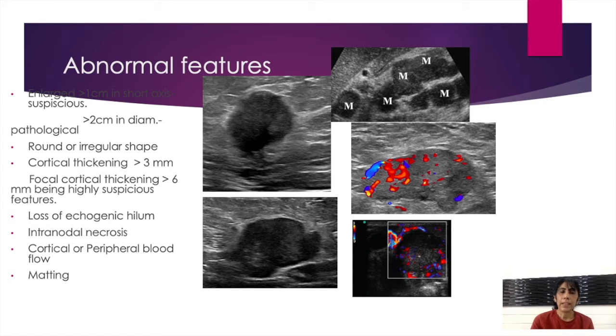Now, what are the abnormal features? Size more than 1 centimeter in short axis, I have already told you, suspicious. More than 2 centimeter in any axis, likely pathological. Round or irregular shape.